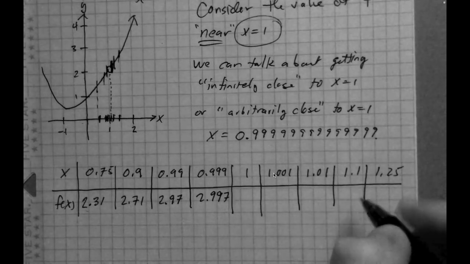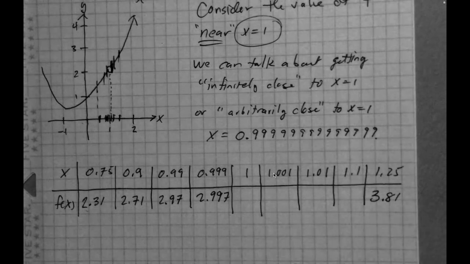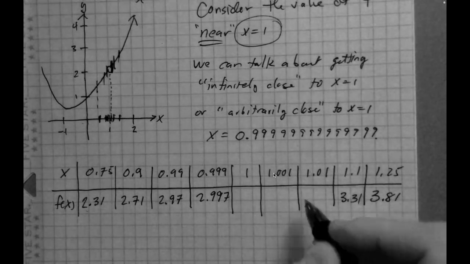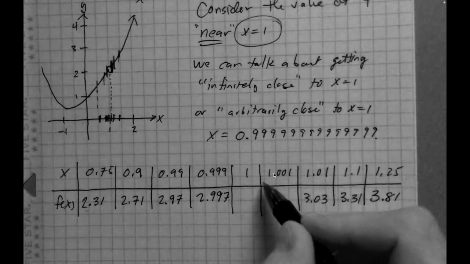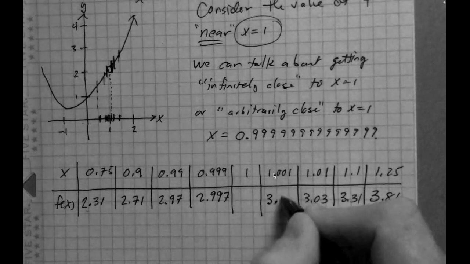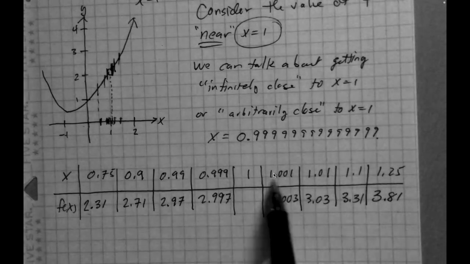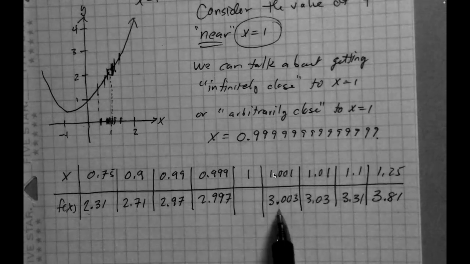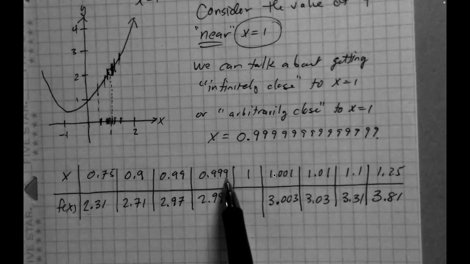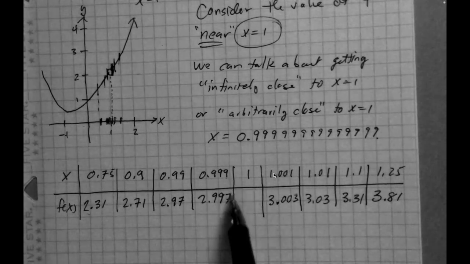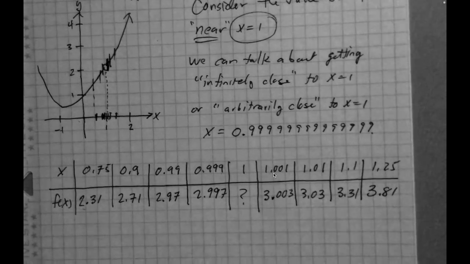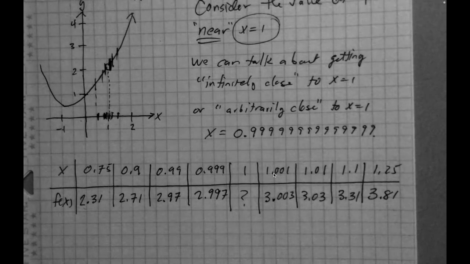On the other side, right, we would start above 3, 3.81, and then when x is 1.1, the value is 3.31, and then 3.03, and then at x equals 1.001, the value is 3.003. Right? You can imagine if we keep adding zeros in here and getting closer and closer to 1, then what we would expect is that this value would get closer and closer to 3. And similarly, if we keep adding precision to this point, adding another 9 behind that, we might expect this value to get ever closer to 3 as well. Right? So while the function isn't defined at 1, there is such a thing as a limit to this function.